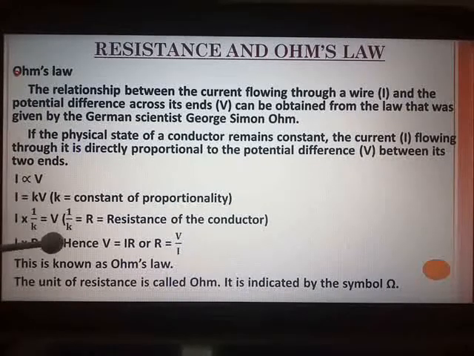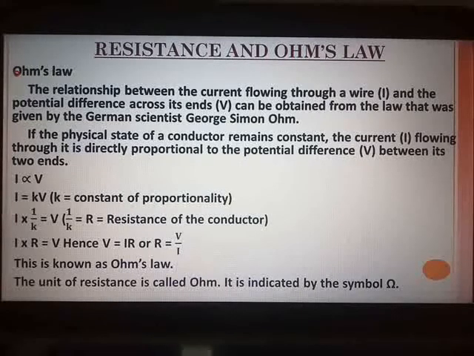So I into R is equal to V, or V is equal to IR, and this is known as Ohm's law. So in short, what is Ohm's law? I is directly proportional to V, and what is the formula? V is equal to IR.